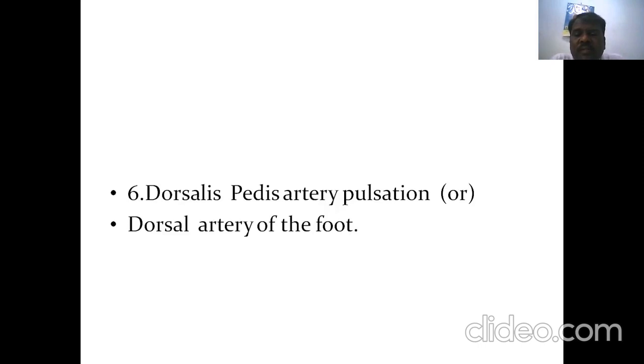Immediately, the anterior tibial artery enters between the first and second metatarsal, and the name changes to dorsalis pedis artery. It is present on the dorsum of the foot, and we take these pulsations here. We use this artery for pulsations at the time of occlusion of the blood vessels.